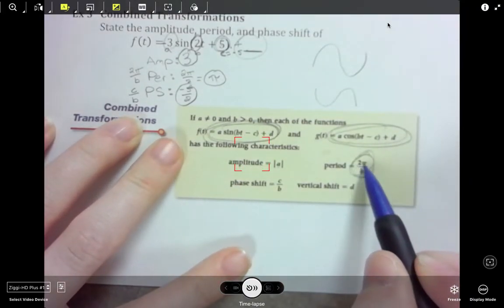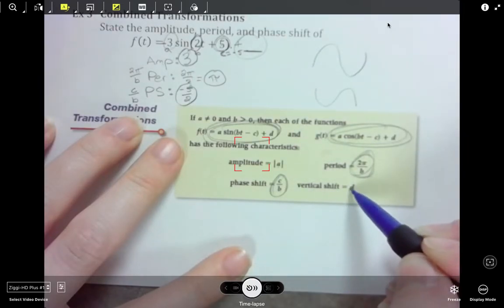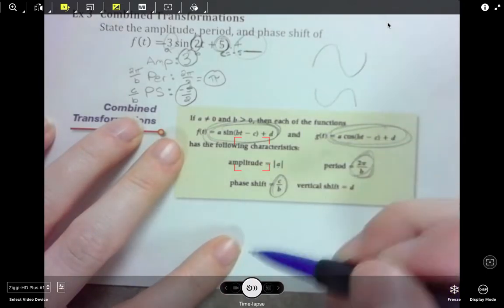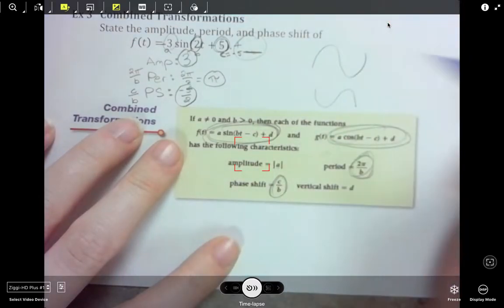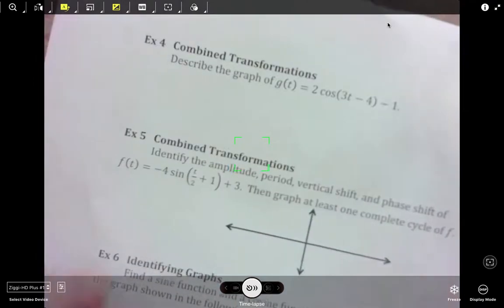Your period is 2 pi over b, which is what we talked about. Phase shift is c over b, and that vertical shift is just your d value. It's just how much you're shifting it up and down. We didn't have a vertical shift for this last one, okay? Let's see if we do for this one, all right?